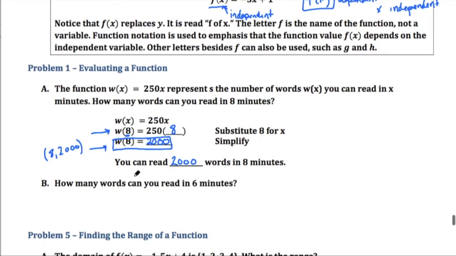Okay, so what about if there was 6 minutes? So we know w of x is equal to 250x. So what we want to know is, what is w of 6? So w of 6 is equal to 250 times 6. So w of 6, 250 times 6 is going to be 1,500. Great.